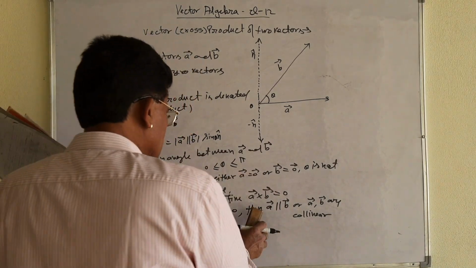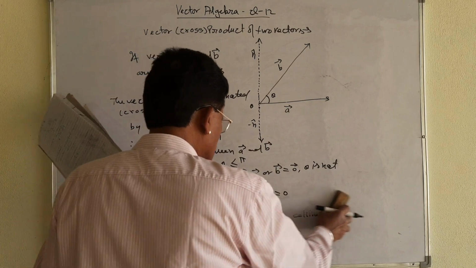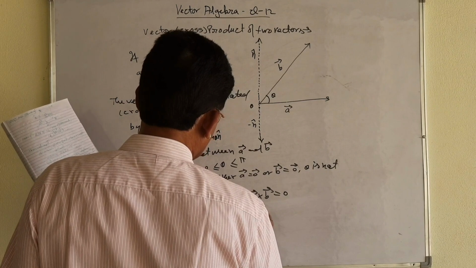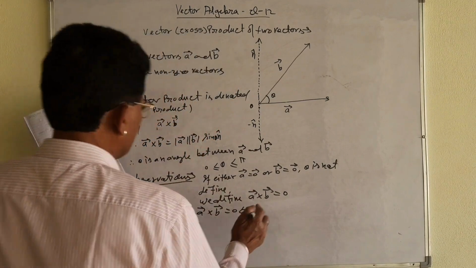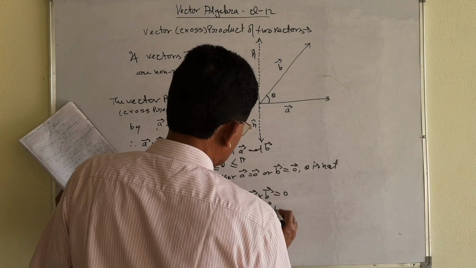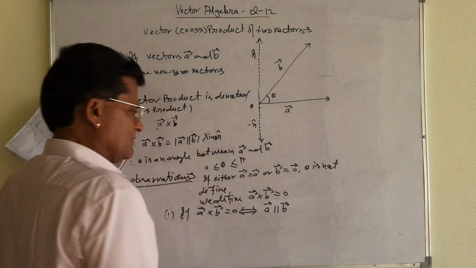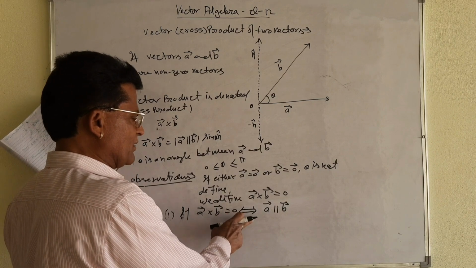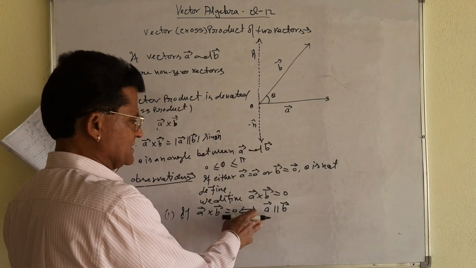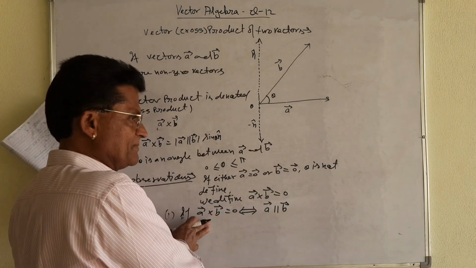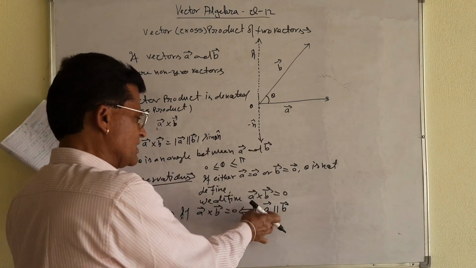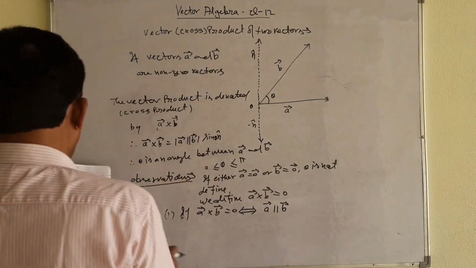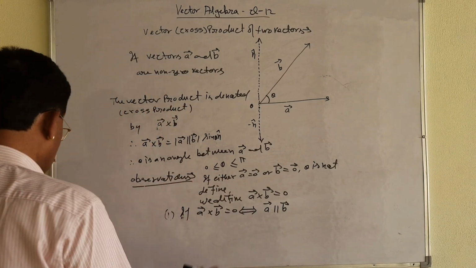If it is equal to 0, then you can also write it like this. You must write: implies, in both the cases, in two ways of implication, if and only if. Its meaning is if and only if. If A cross B is equal to 0, if and only if, you must prove in both the cases. If vectors are parallel, A cross B will be equal to 0. If A cross B is equal to 0, vectors will be parallel. These things you must keep in mind. Parallel and collinear. So remember this, that if and only if.